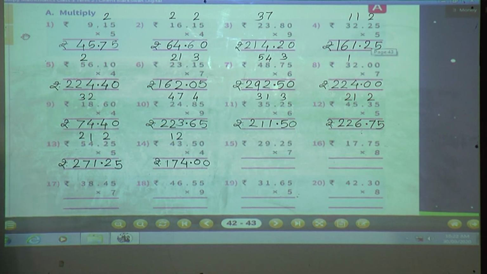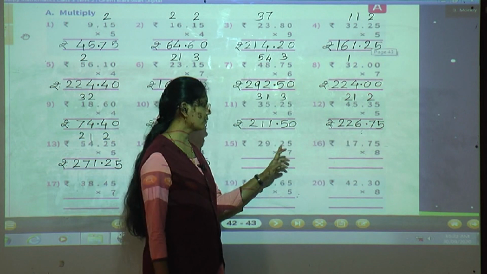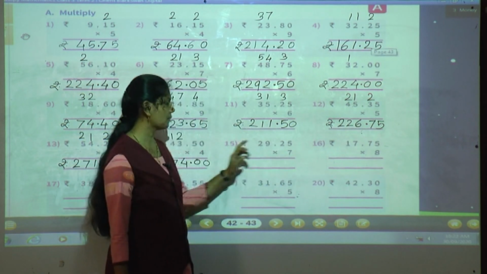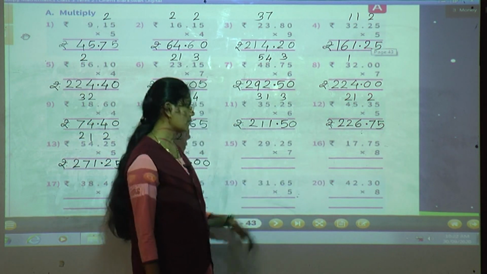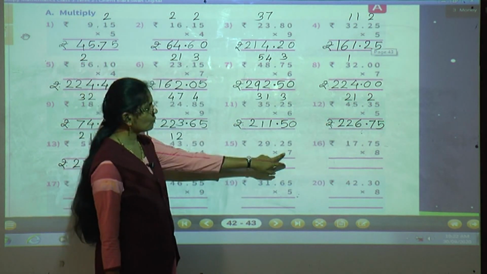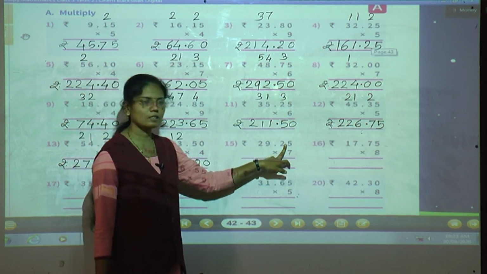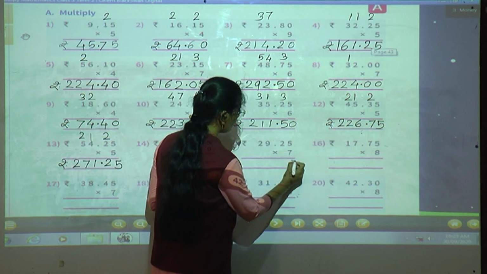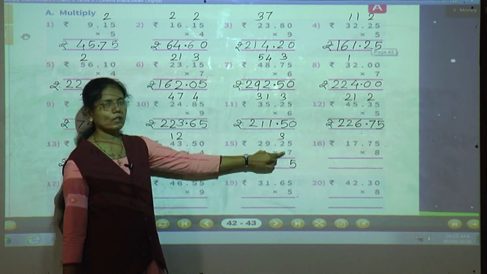Read the example. Read the value. Rupees 29.25 into 7. Okay. Now 7 into 5 you have to do. 7 5s are 35. So write here 5 and 3 as a carry.